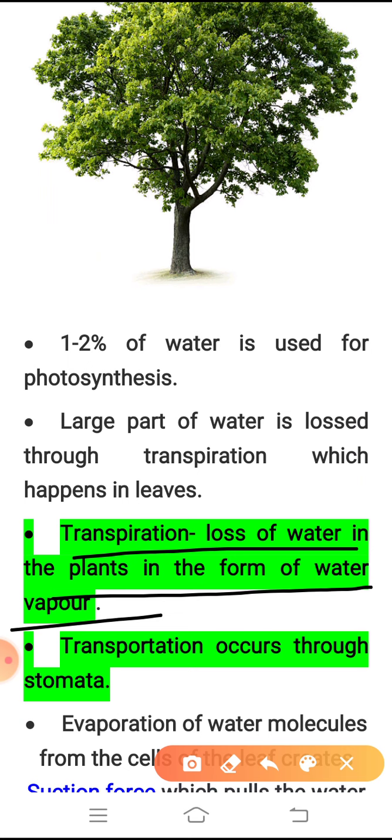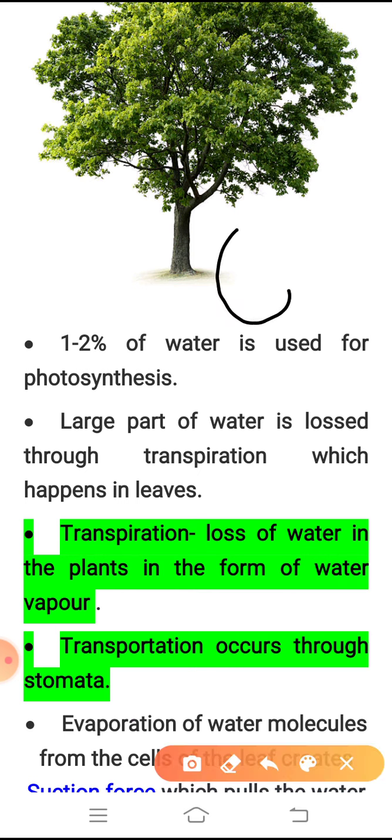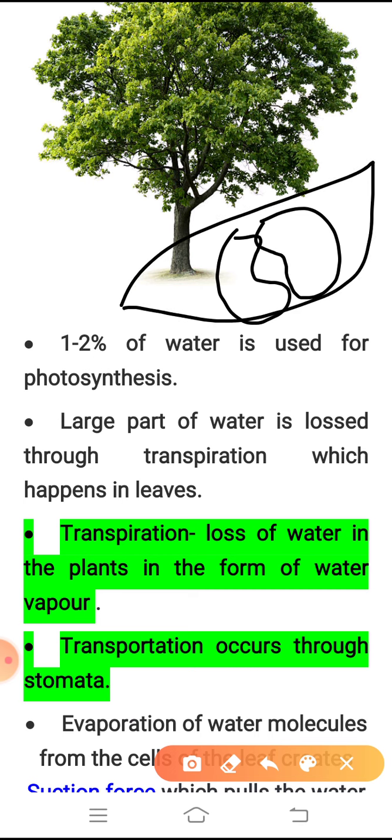So in the plants, how does the water get lost? There is presence of stomata in the leaves, right? Do you remember how the stomata look? In the previous classes I have taught you, right? So there is presence of stomata on the surface of the leaves. Through these stomata, the transpiration takes place. Now what happens as a result of transpiration?